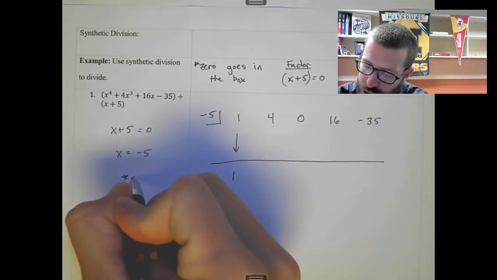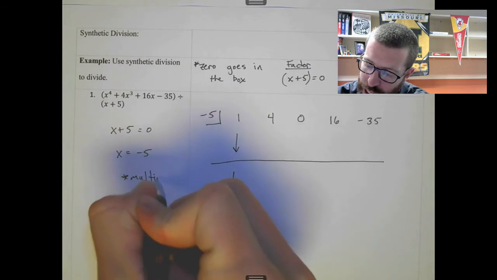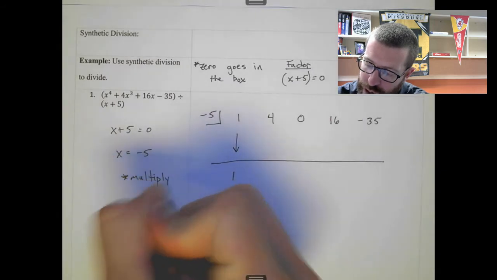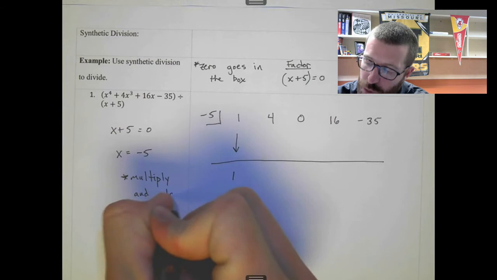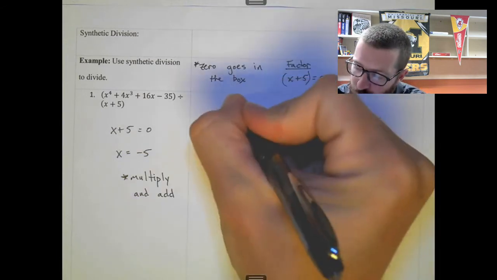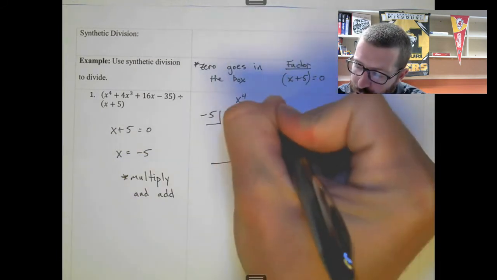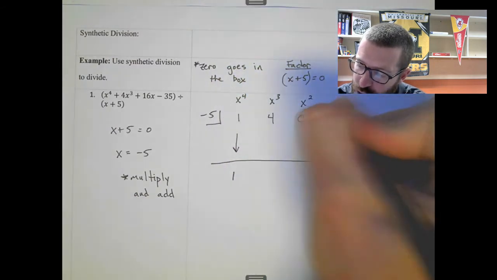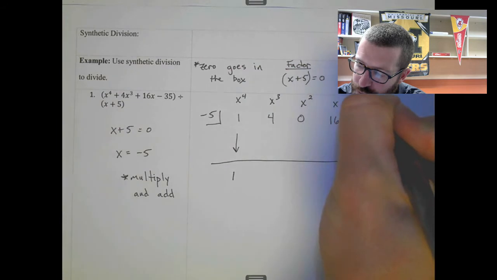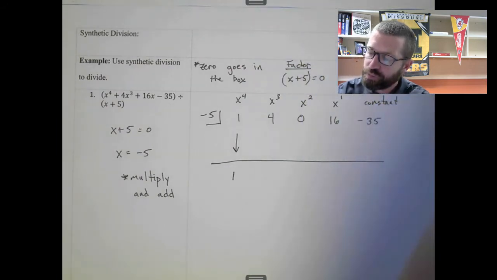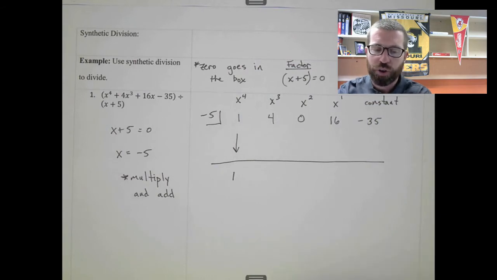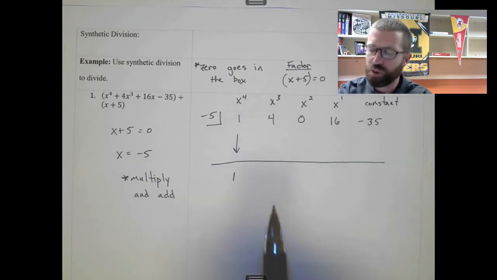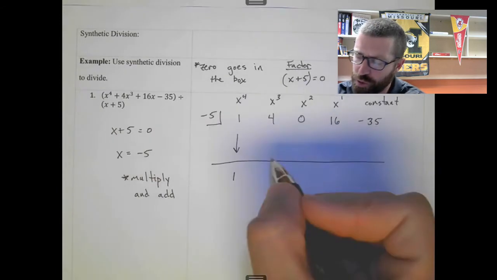Let's write that over here. Multiply and add. Oh, before we do that, let's actually look up here. It may be helpful to write the exponents up here. You don't have to do this. And this is just the constant, or x to the 0 power. And that's where you can kind of see where all these numbers come from. So even if you don't write that, that may help keep track of things.